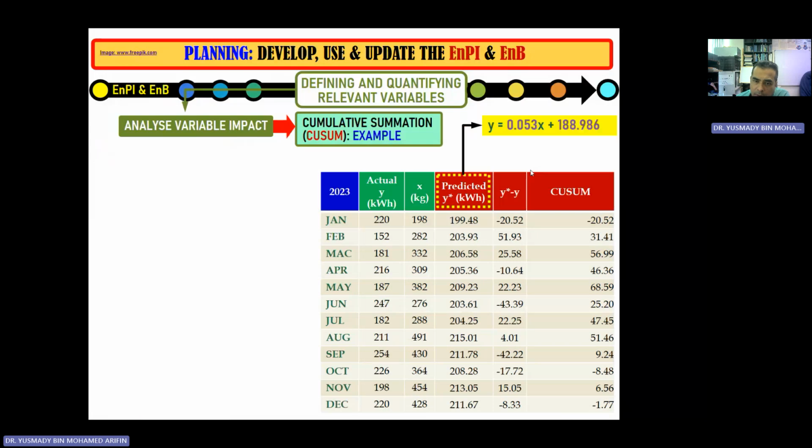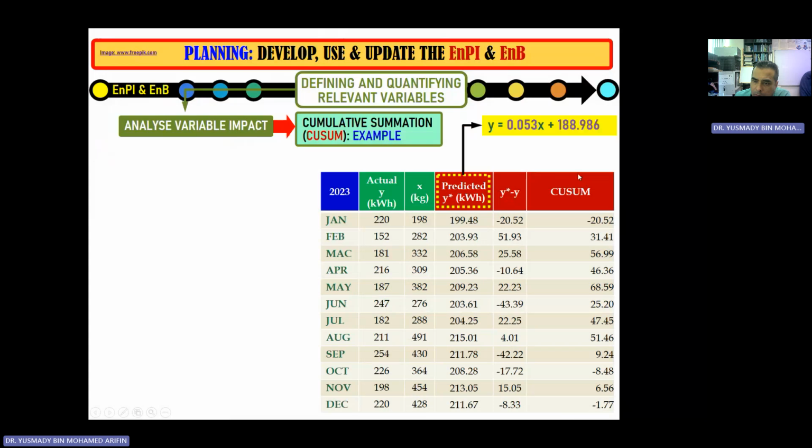Okay, so if you want to get the predicted y star data for an individual month, we need to substitute the value of x for that specific month into the equation. And then we need to have a second additional column, which represents y star minus y, the individual y data.